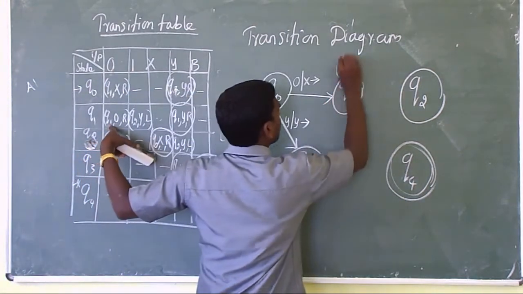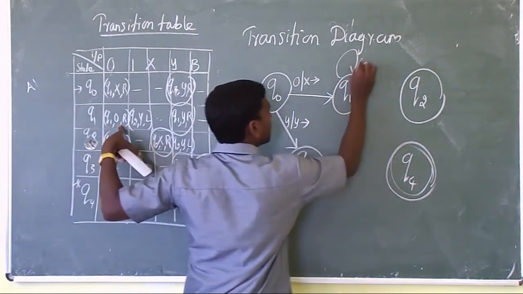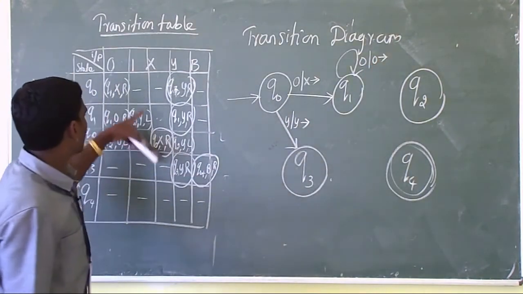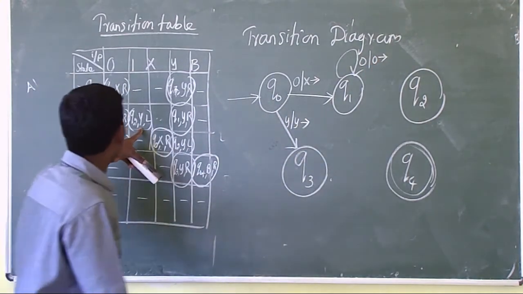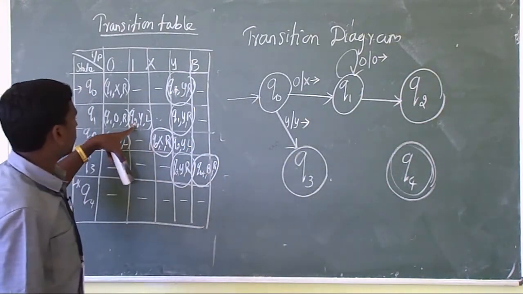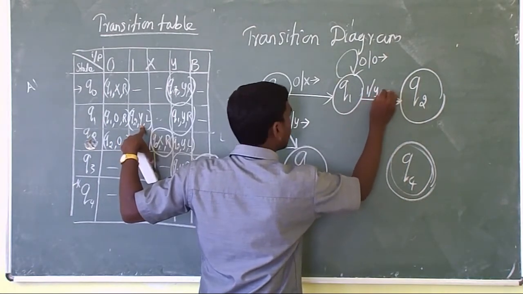Okay. Now similarly Q1 0, that is Q1 0, it goes to Q1 alone. So Q1 0, we have to put like this. Q1 0, 0 is replaced by 0 only. So 0 slash 0 right side. Now Q1 1, it goes to Q2. Q1 1, it goes to Q2, and 1 is replaced by y. So 1 is replaced by y, and direction is left side.